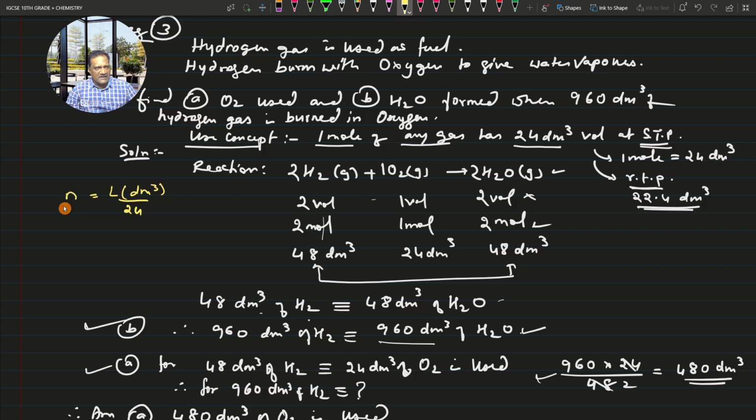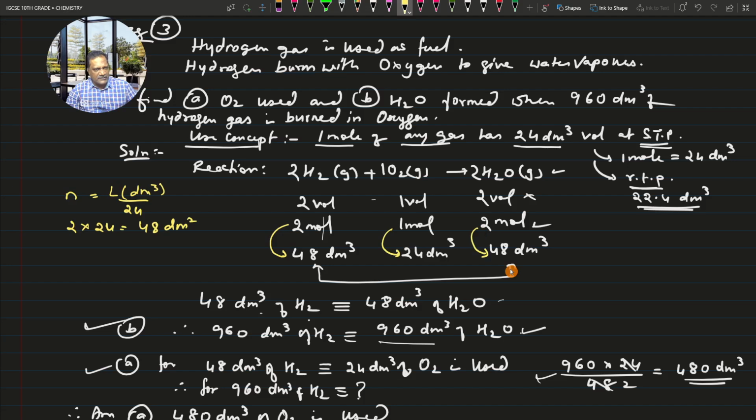So 2 moles of hydrogen multiplied by this 24 will give me the volume of this hydrogen in decimeter cube, and that works out to 48 decimeter cube, isn't it? And that is why instead of this 2 mole, now I have written 48 decimeter cube. Along the same lines, 1 mole of oxygen can be written as 24 decimeter cube, and 2 moles of water vapor can be written as 48 decimeter cube, right?